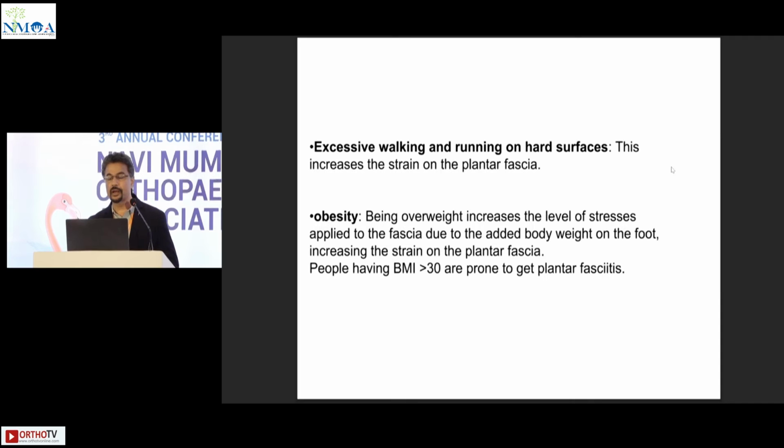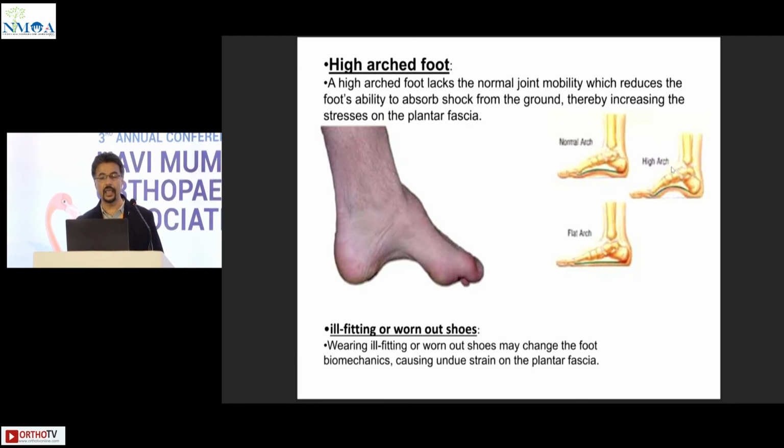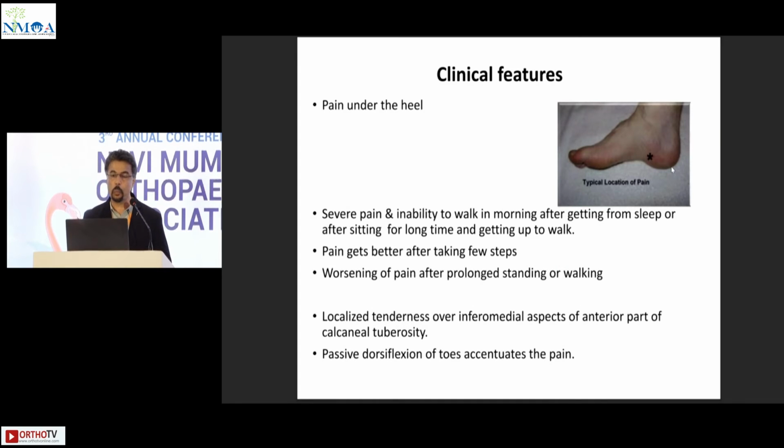Other causes include excessive walking, running on hard surfaces, obesity, even a high arch. Now, a high arch lacks the normal mobility, which reduces the foot's ability to absorb shock from the ground, thereby increasing the stresses on the plantar fascia. Even ill-fitting shoes and worn-out shoes will be one of the causes for plantar fasciitis.